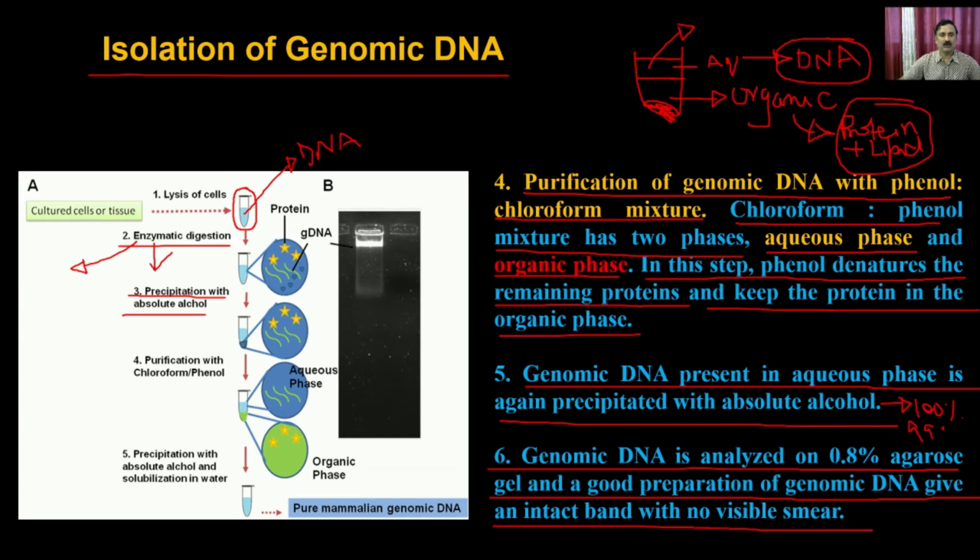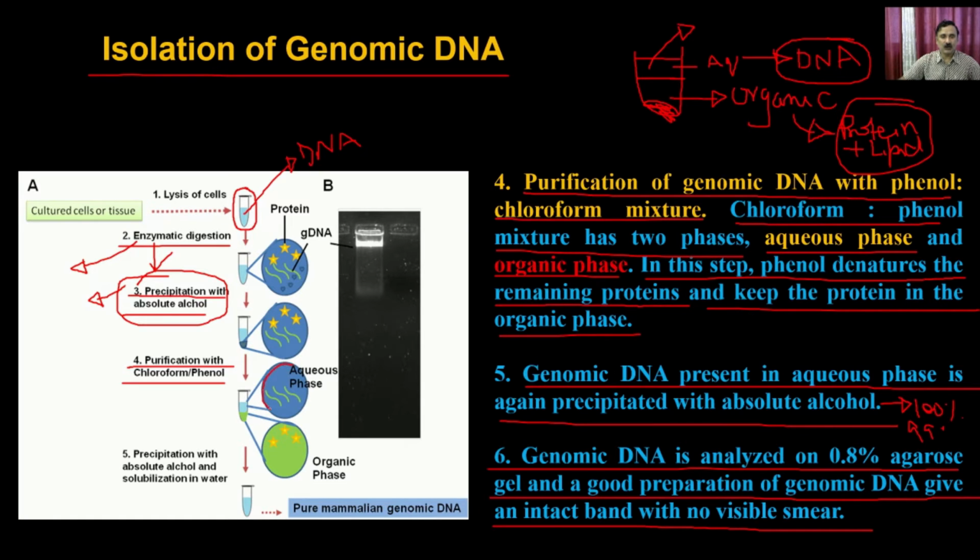So that is actually going to precipitate the DNA, but this form of DNA is not going to be pure because it still contains small fractions of the protein as well as the lipids. And then what you have to do is a purification with chloroform and phenol. So once you add chloroform and phenol in a 1:1 ratio, it is actually going to form two phases.